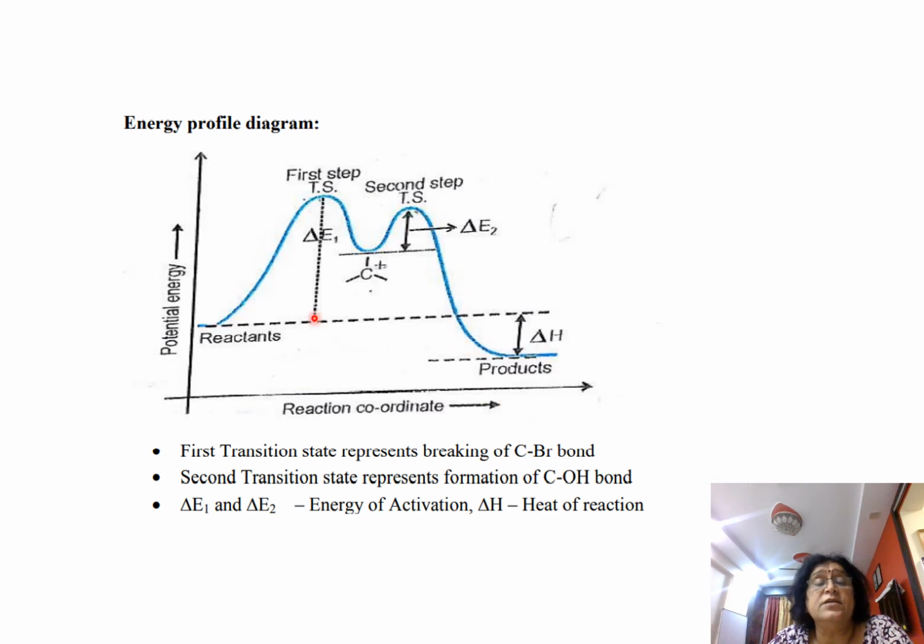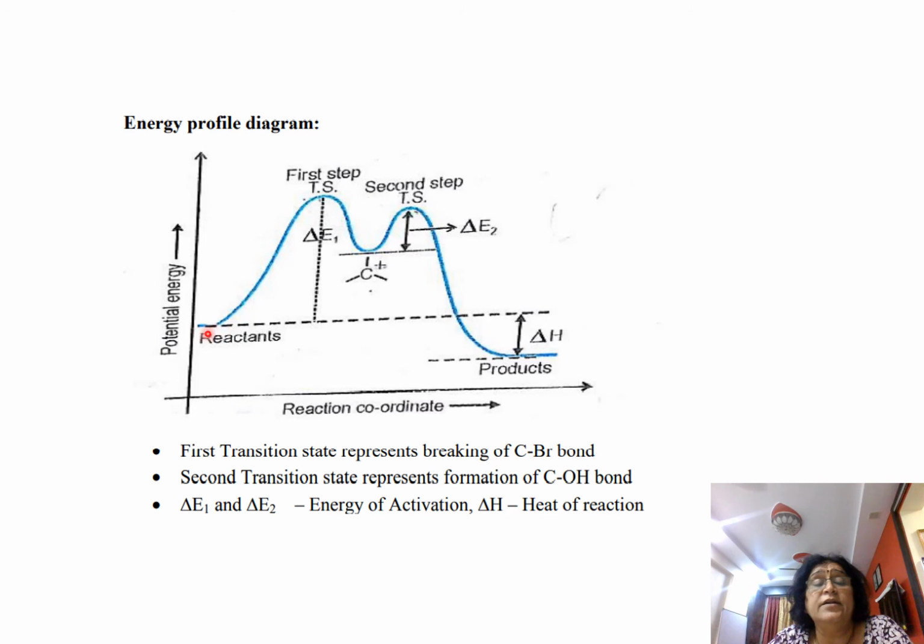And another thing you see here is delta E1 and delta E2. So delta E1 is what? Activation energy 1, and delta E2 is activation energy 2. So activation energy means the difference in energy of the transition state and the energy of the reactants. Difference in energy of the transition state and energy of the reactants is called activation energy. So activation energy 1 is greater than activation energy 2.